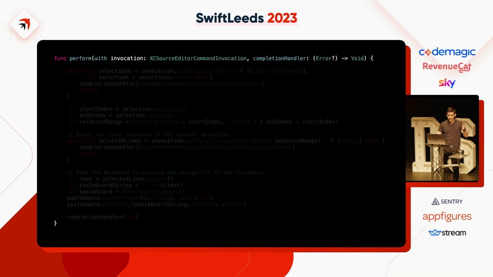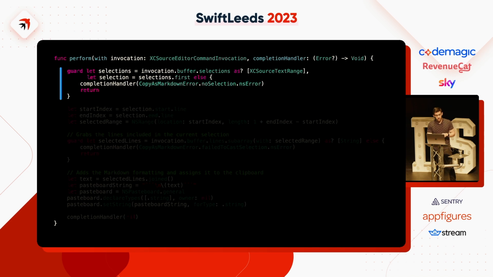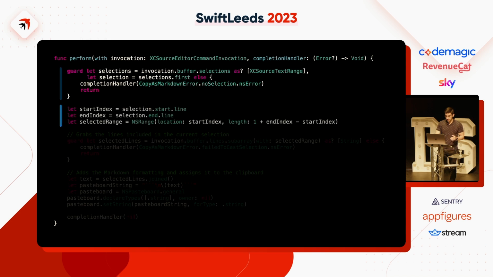All right, so we're back in our editor command now. We have our text. We have the completion handler, so we're good to get started. The first thing we'll do is grab the currently selected text. Since Xcode allows multiple selections, we're going to assume that the first chunk of selected text is the one that we want to work with. So here we're grabbing the list of selections from the buffer. We're taking the first one, and we're throwing an error if it doesn't exist.